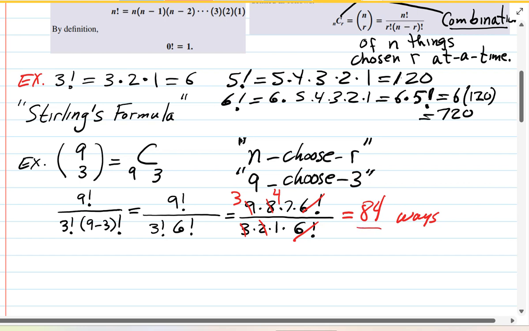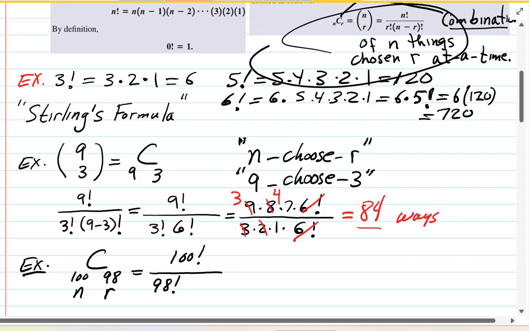Okay, let me do another example. For this next example, let's say I want to find a binomial coefficient, 100 choose 98. This one, the numerator is 100 factorial over the denominator, 98 factorial. Here's n, here's r, and I'm going to the formula above. And n minus r, that would be 100 minus 98, makes the other part 2.